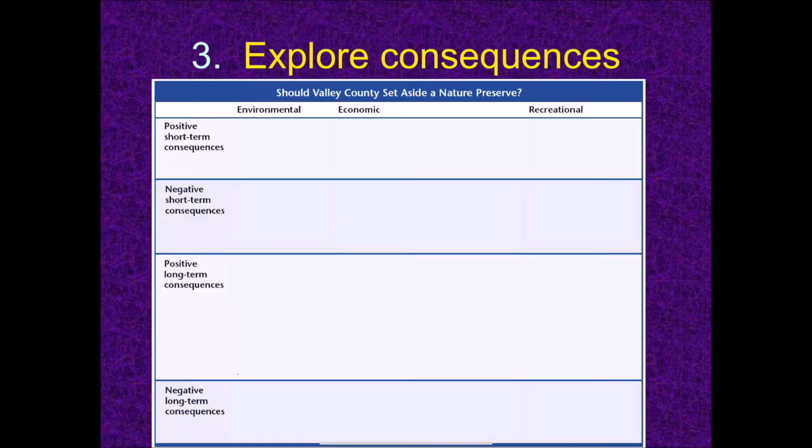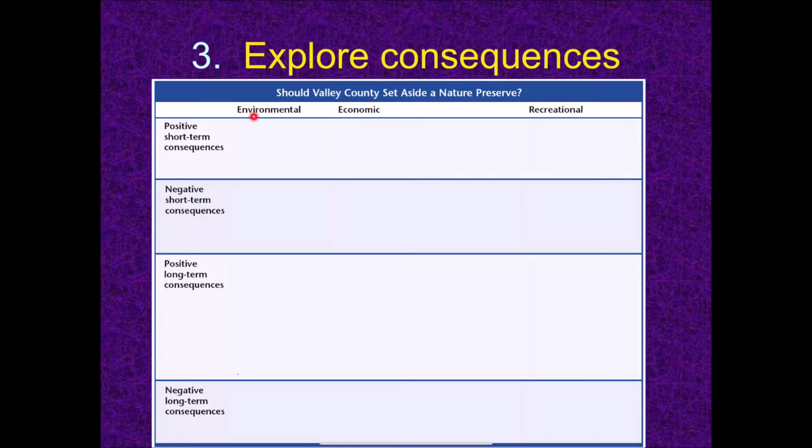And then you want to look at the consequences. So, what will be some of the consequences of the action? Some of them are going to be positive, some of them are going to be negative. So, if you were to set aside a little piece of land for a nature reserve, what are some of the good that's going to come out of it? What are some of the bad that's going to come out of it? And what is it for the different values that you're looking at? So the things you have up here, these are the values, right?